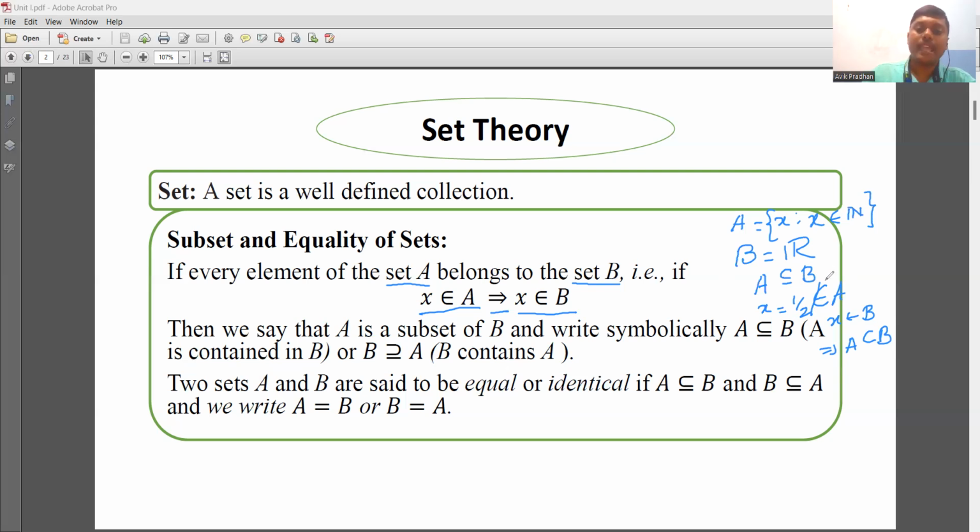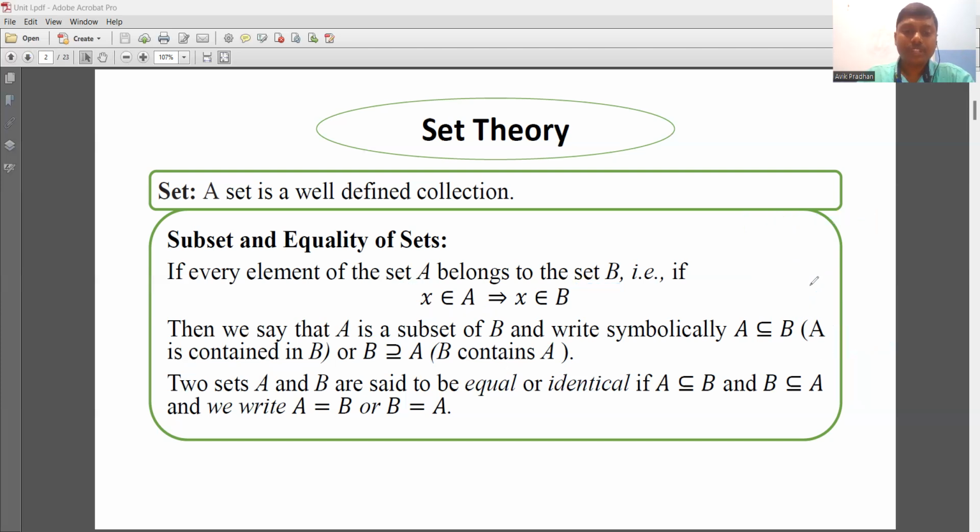Suppose if I say that A is a subset of B, then A is contained in B. And if I say that A is a proper subset of B, then there exists an element in B which does not belong to A, and A is also contained in B. So we say that the set A is a subset of B if A is contained in B, and it will be a proper subset if there exists some element in B which does not belong to A, and A is a subset of B. Then it is called the proper subset.